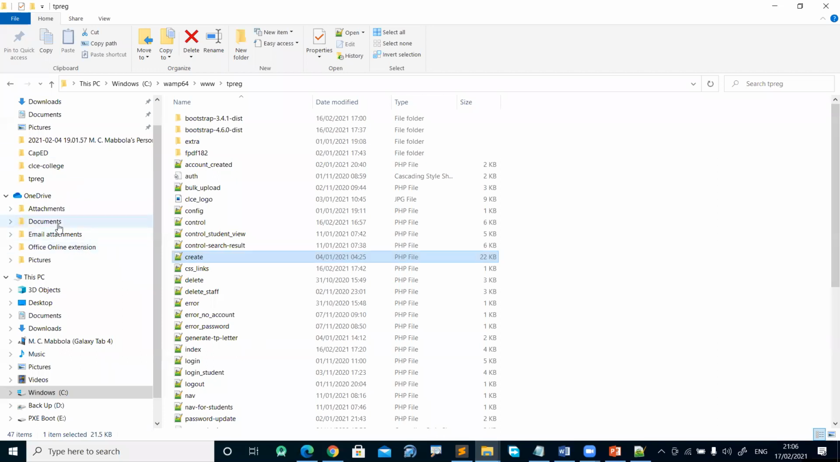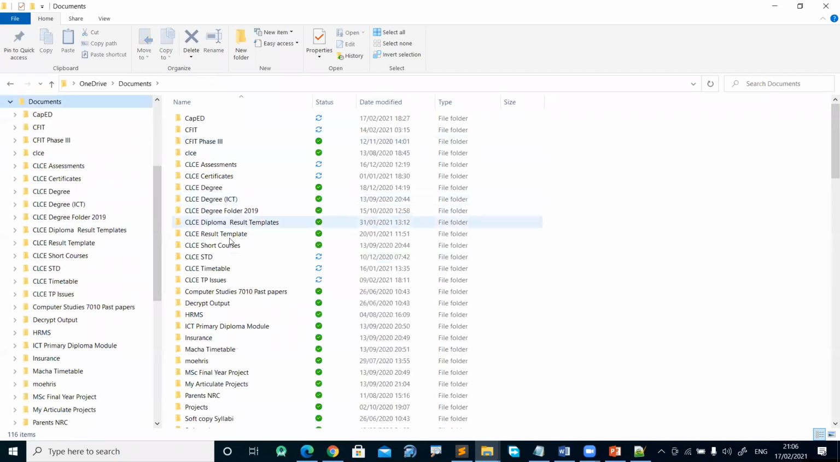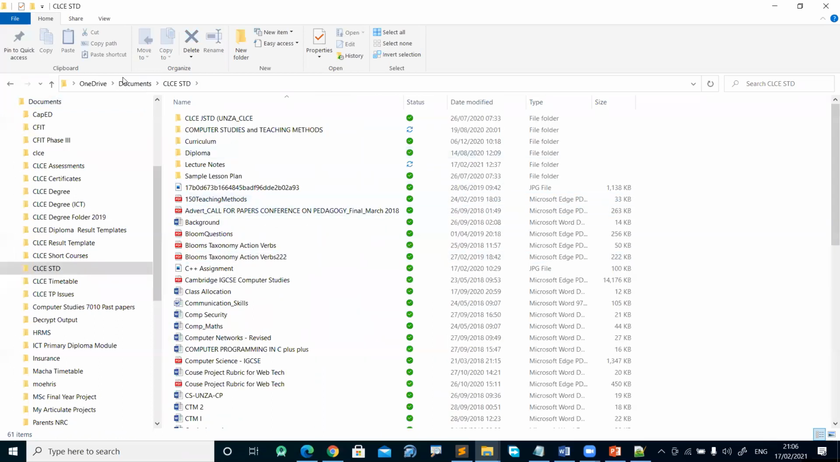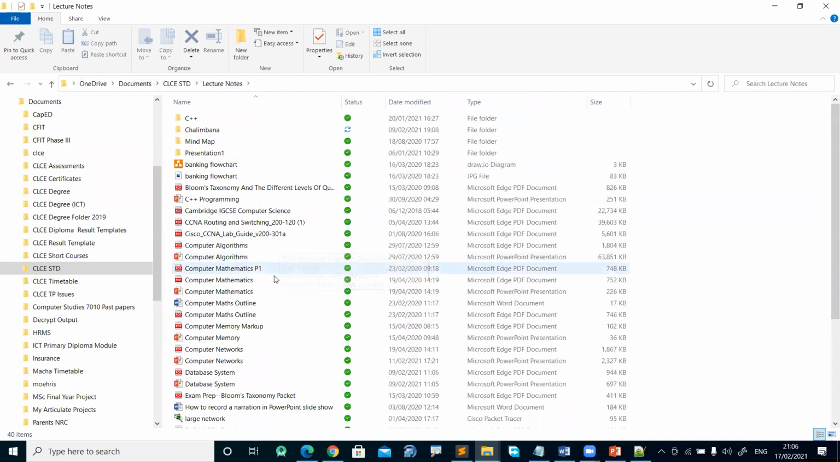Although all this could delay us a bit, but you told me you didn't learn these things. So, computer mathematics. Let's see, maybe here.